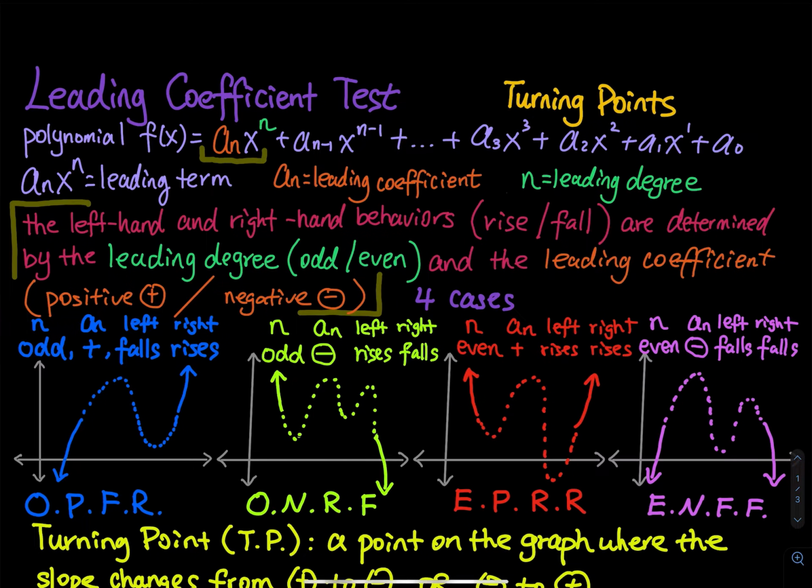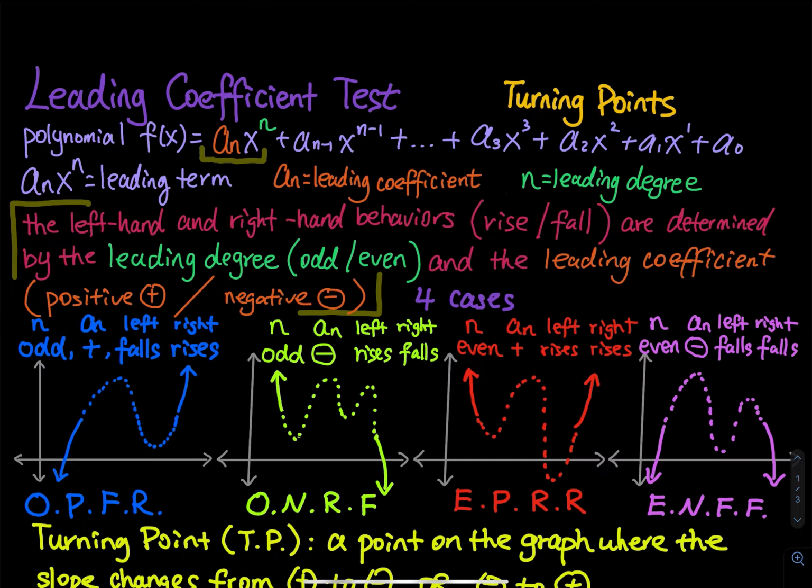And then the green curve, the second case: when the leading degree is odd and the leading coefficient is negative, the function rises to the left and falls to the right. To make this short, I write ONRF. The leading degree is odd, the leading coefficient is negative, it rises to the left and falls to the right. That is the second case.